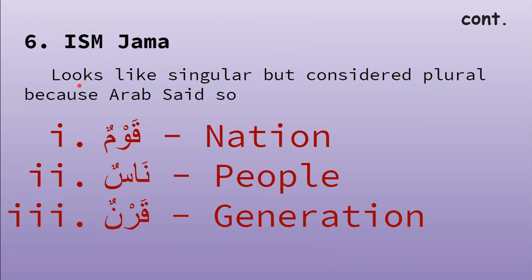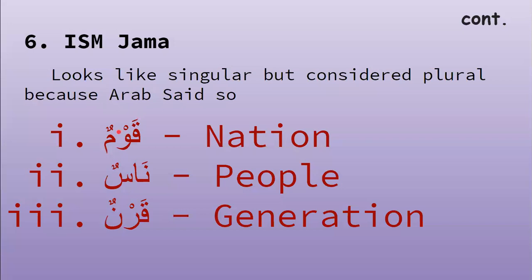So qaumun is rafa, and qaumun is plural. Why is it plural? Because Arab said so. It's an ism jama. You have to memorize those three words separately, because by looking at it, you can see it's singular, but it's not singular. A nation does not consist of just one person, right? A nation consists of so many people. So it's plural because Arab said so.